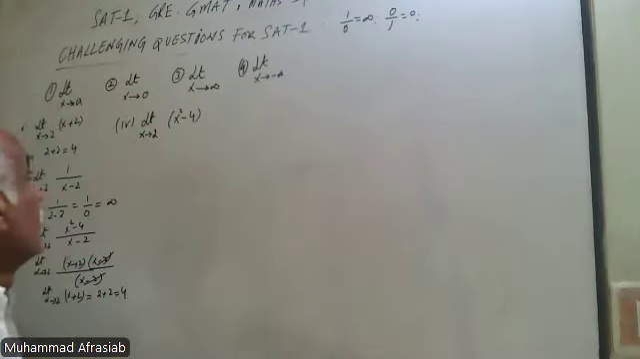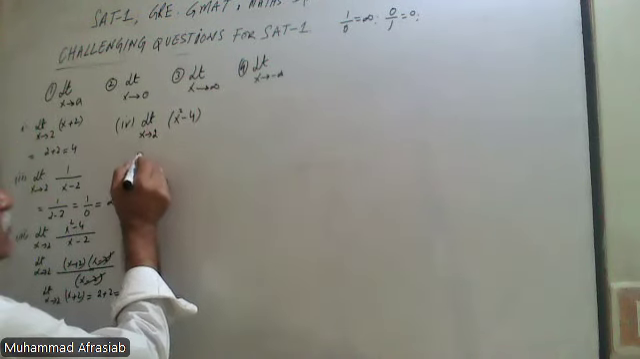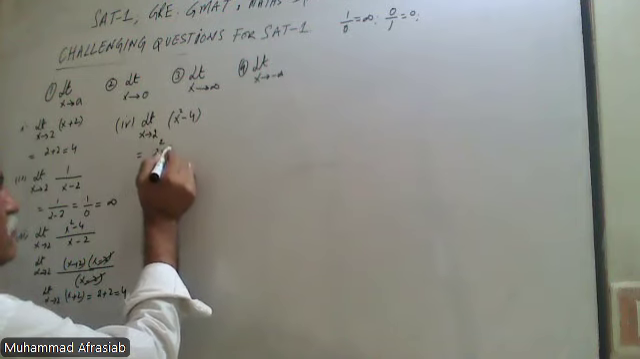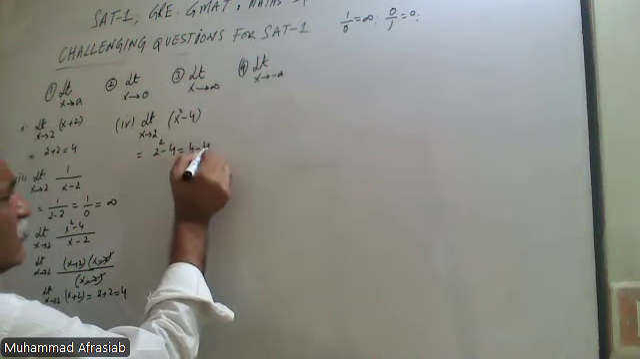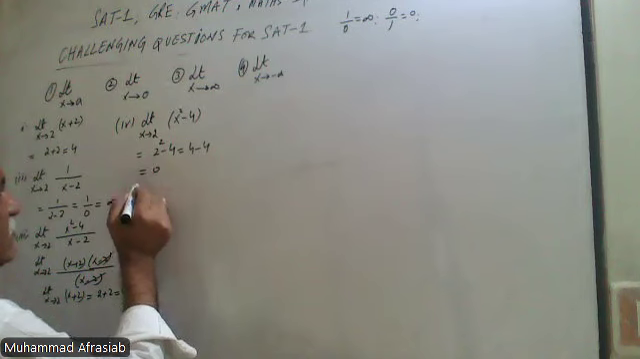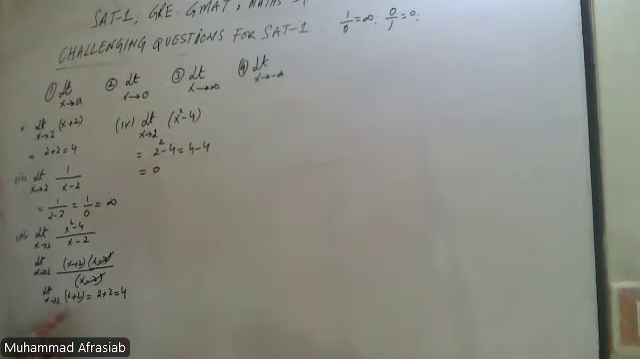Suppose the limit as x tends to 2 of x square minus 4. You can put it like this: 2 square minus 4, which is 4 minus 4, and that is equal to 0. So these are the limits when it approaches towards the point a.